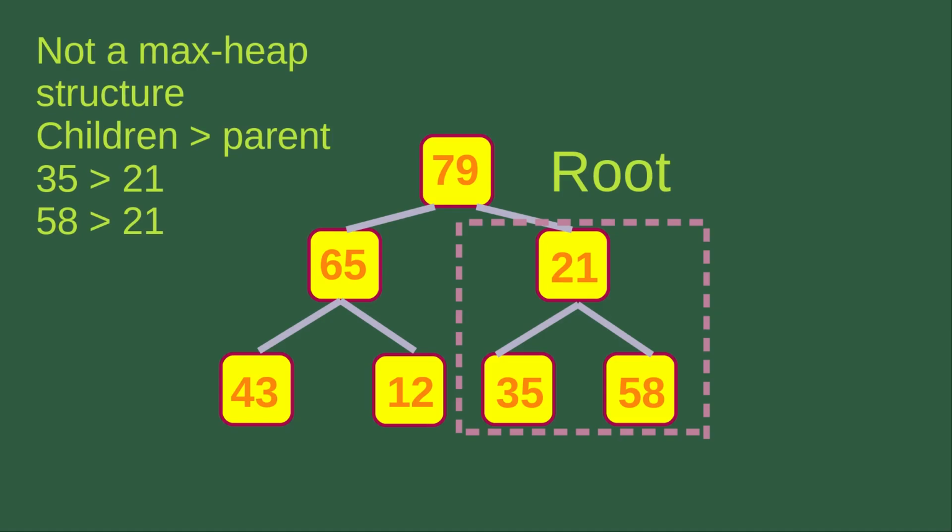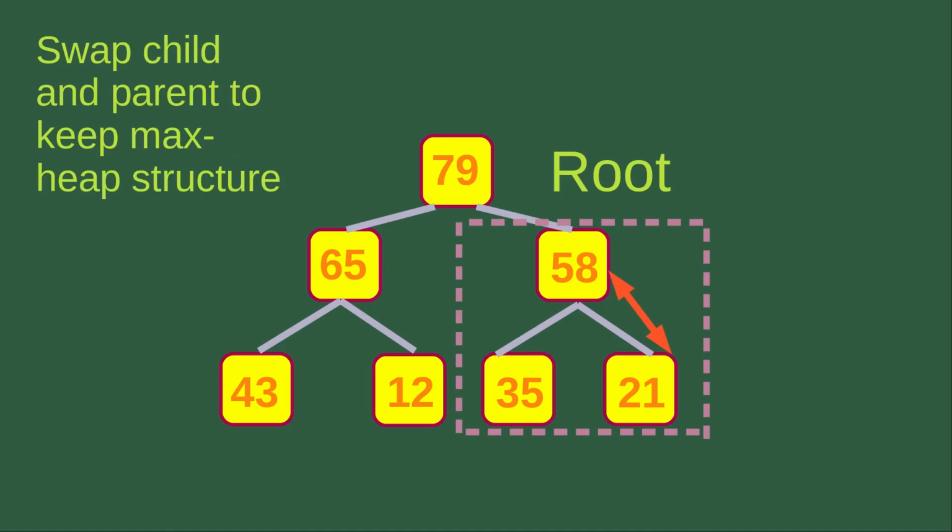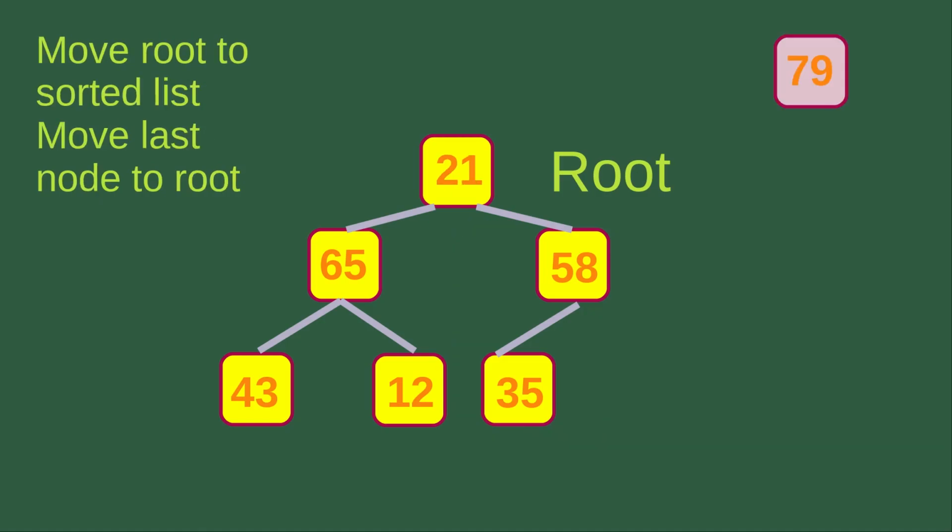So after we put 35 and 58, we see that the max heap structure cannot be maintained because the children are larger than the parent. So 35 is now larger than 21 and 58 is also larger than 21. So in this case, we have to do the swapping between the parent and one of the children in order to maintain the max heap structure. So now we can simply swap 21 and 58 such that the max heap structure can be maintained. Okay, the max heap structure has been created, and then we do the real sorting.